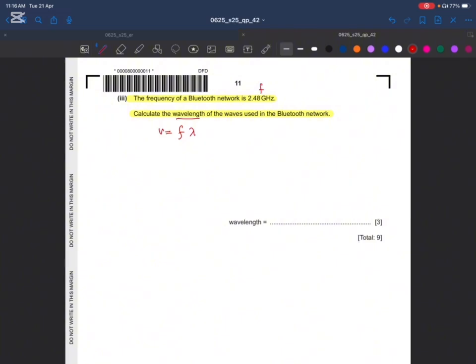I just told you that whatever the part of the electromagnetic spectrum you are talking about, the velocity is the same, and this is nothing but 3 into 10 to the power 8. So this is the velocity.